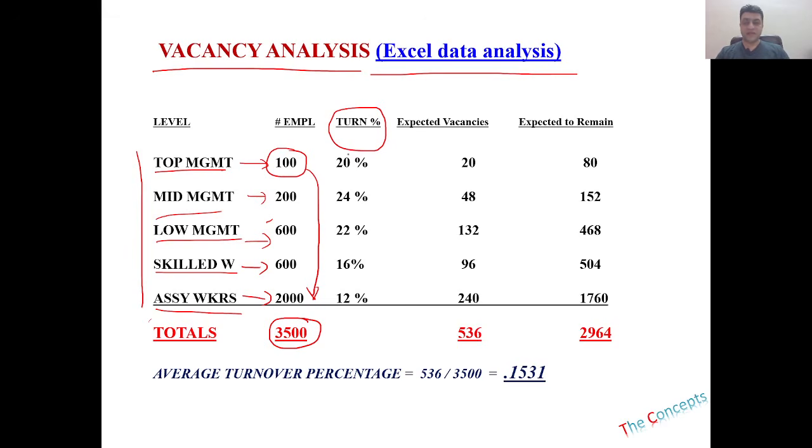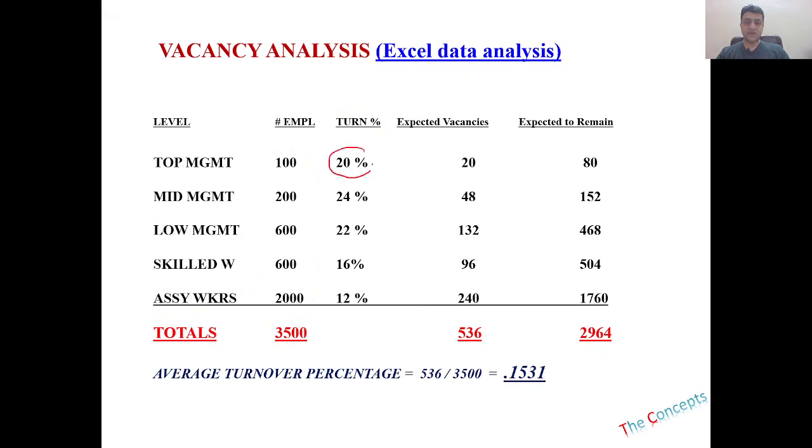So you are expecting that 20% of the employees from the top management will be leaving you, let's say in this year, and 24% from here, 22% from here, 16 from here, and 12% people will be leaving you from this level.